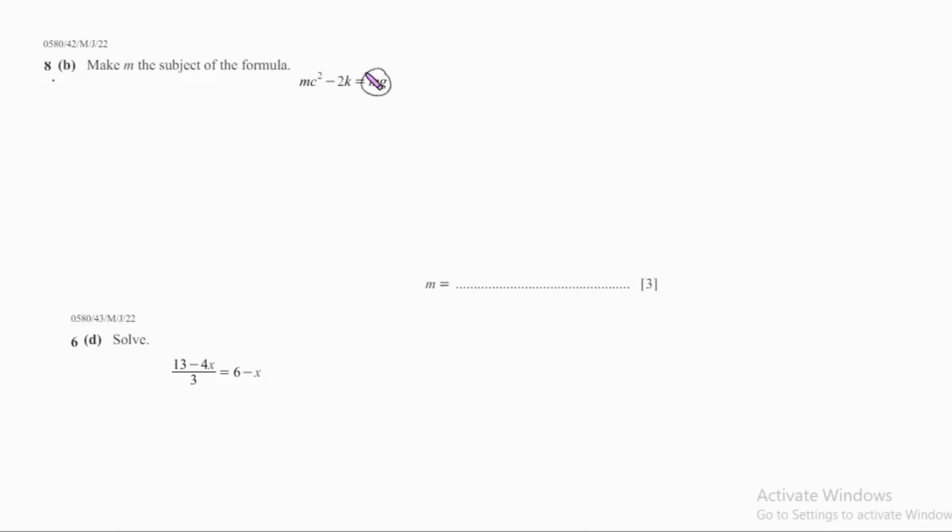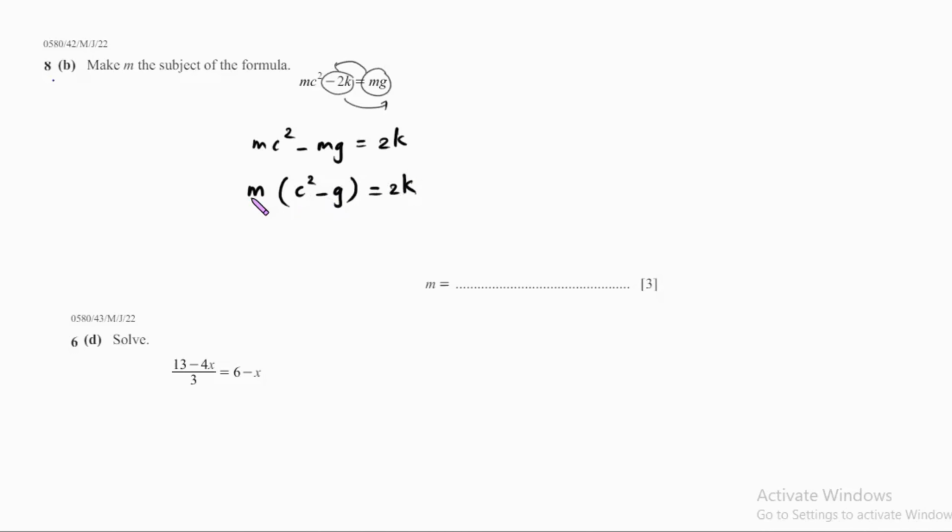So I'm going to bring this mg to this side, and I'm going to take this minus 2k to the other side. So this becomes mc squared minus mg, which is equal to 2k. Now, for me to make m the subject, I have m's in two different places. So I need to factorize it. When I factorize it, I can extract the m that I have in these two terms. So this leaves me with c squared minus g. This is equal to 2k.